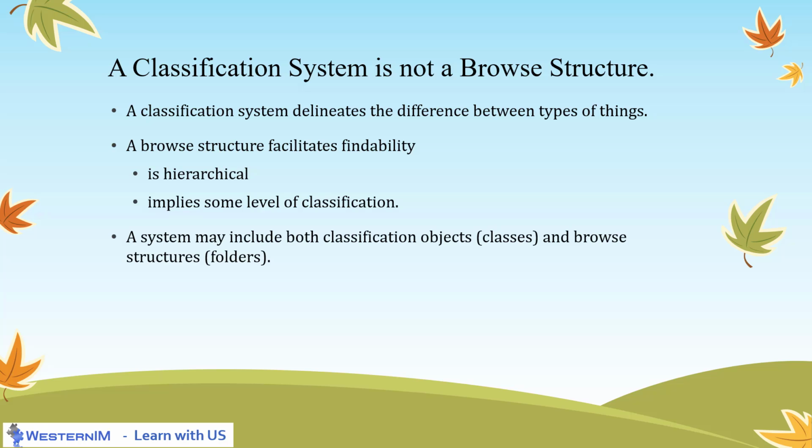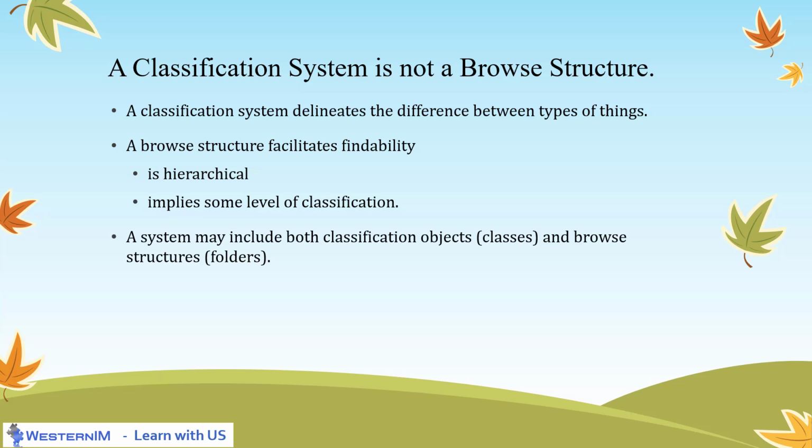We can emphasize the difference between classification and browsing by using two different types of grouping. Grouping items together based on classification uses a type of object known as a class, and grouping items together for browsing convenience uses a type of object known as a folder.